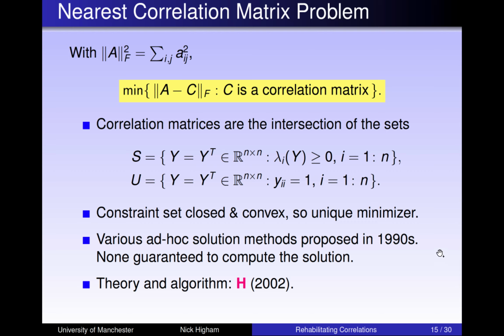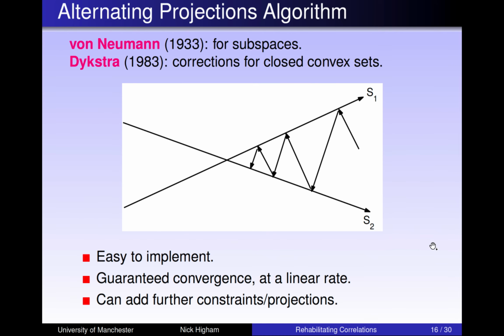Now, when I first came to look at this, it turned out that, looking through the literature, various methods had been proposed over the years, all rather ad hoc, in the sense that they weren't guaranteed to solve the problem. They were iterative, usually, and so might not converge or might converge to something that's not an optimal solution. So I looked at this, and I developed some theory and an algorithm. I just want to briefly give you the feel for the algorithm I developed via a simple diagram.